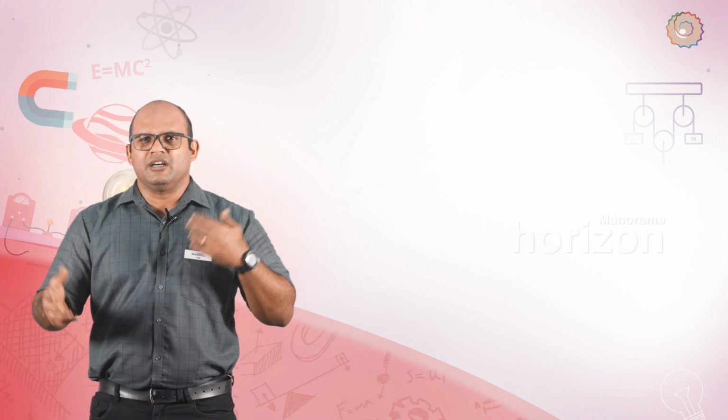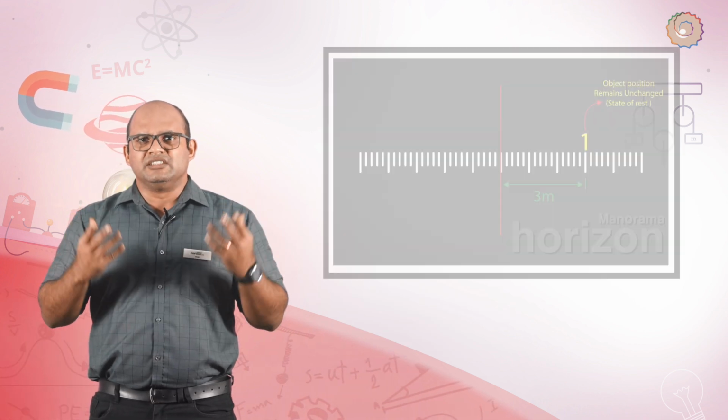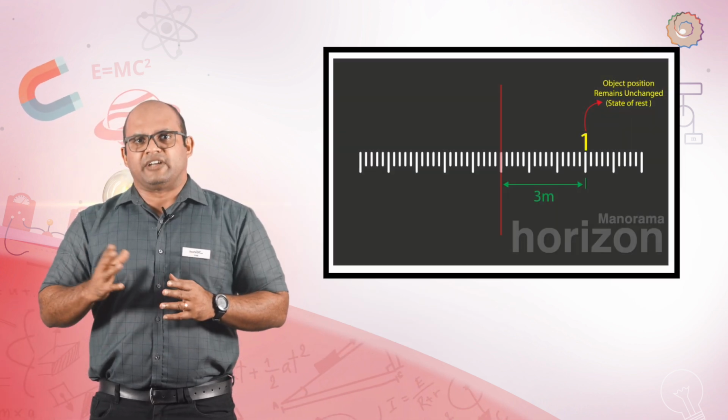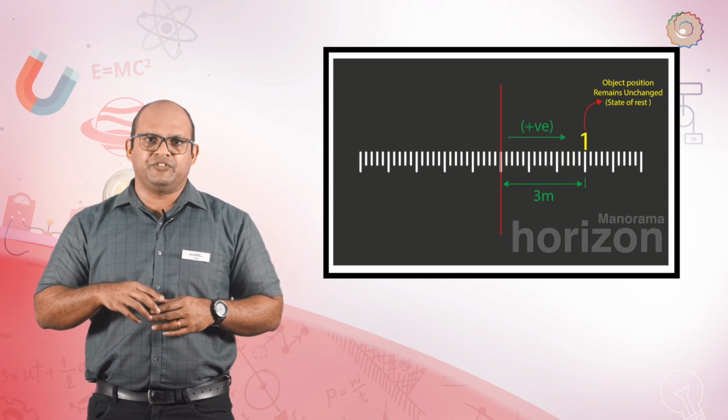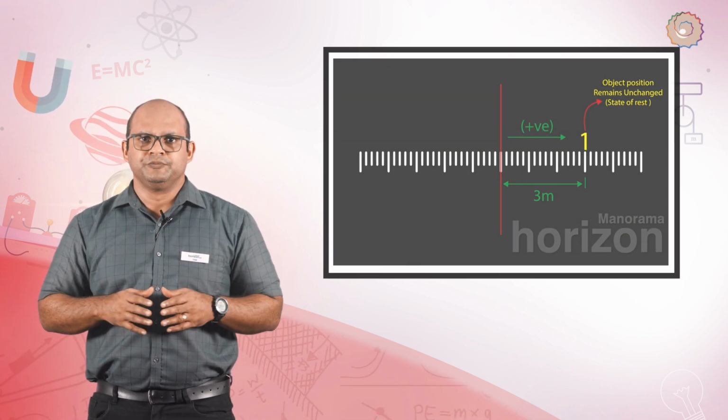We note that the final value of separation of the object from the reference point is still 3 meters. We note the time recorded in our stopwatch. Now remember, the object is free to move back and forth along the scale. Now, borrowing a concept from mathematics, we will consider any movement to the right as a positive separation and any movement to the left as a negative separation.